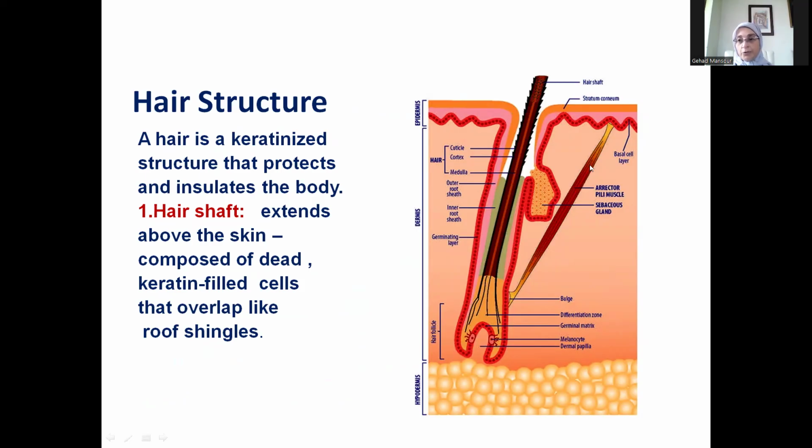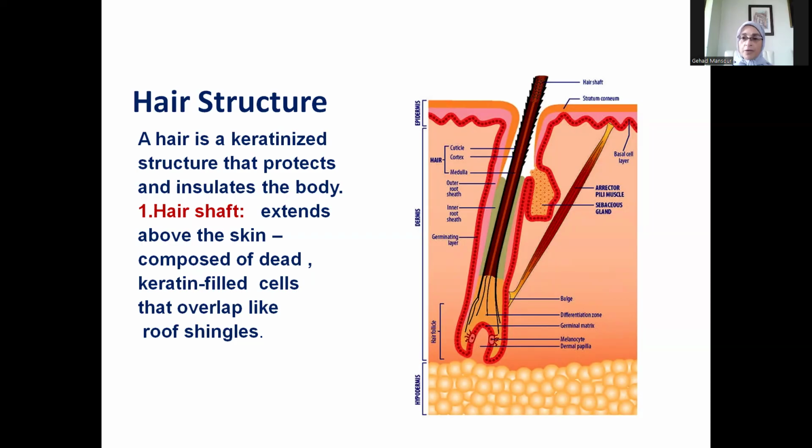And I say a slender muscle because you are supposed to draw it in a slender way on the diagram, which is called the erector pili muscle. So if I ever ask you about a muscle associated with the hair follicle, you say the erector pili muscle.